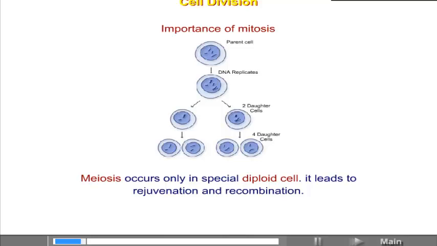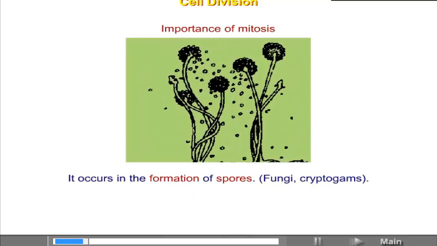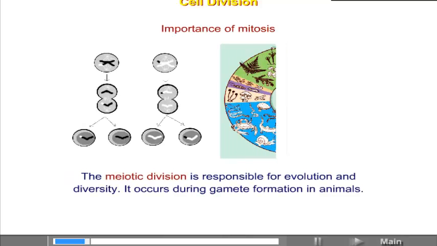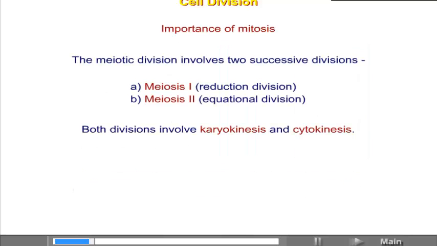It leads to rejuvenation and recombination. It occurs in the formation of spores in fungi and cryptogams. The meiotic division is responsible for evolution and diversity. It occurs during gamete formation in animals. The meiotic division involves 2 successive divisions, Meiosis I, reduction division, and Meiosis II, equational division. Both divisions involve karyokinesis and cytokinesis.